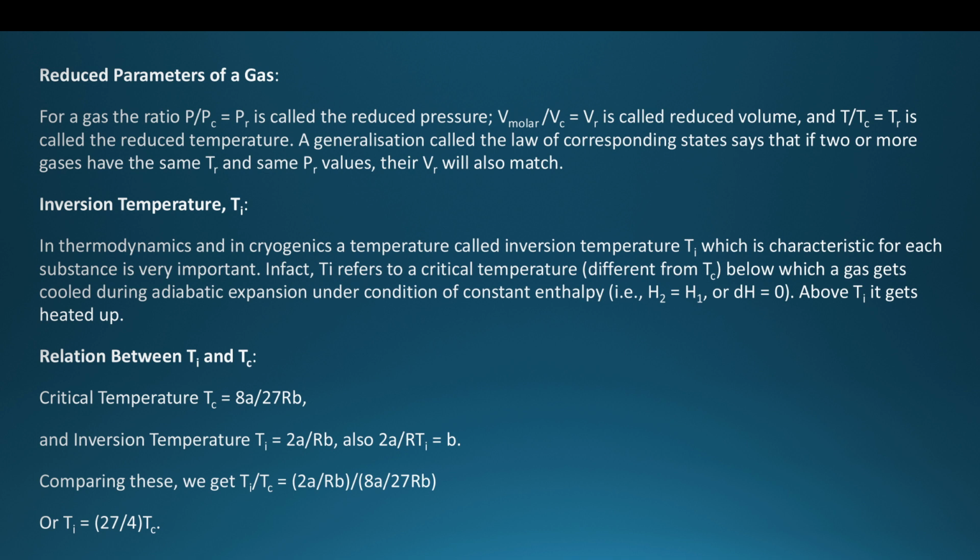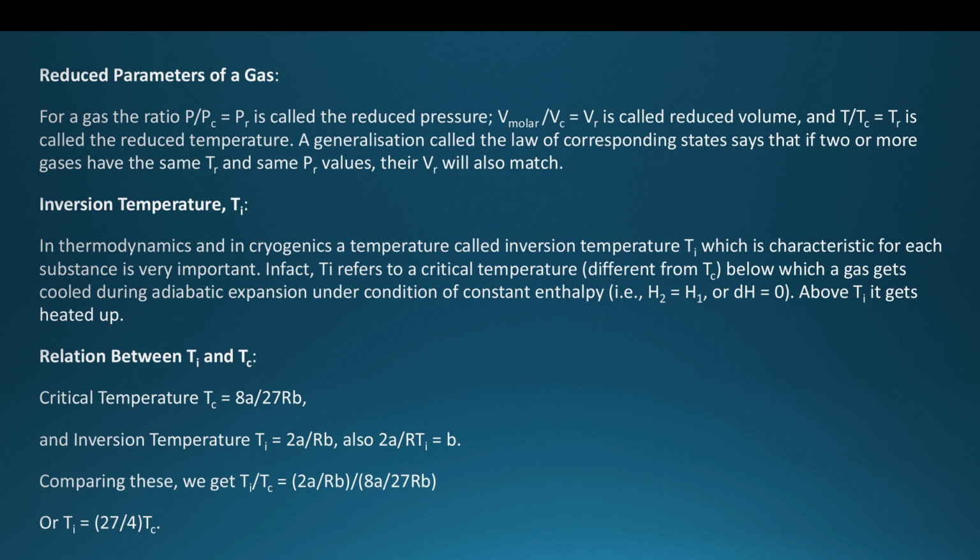Next, we discuss a very important parameter, inversion temperature. In thermodynamics and cryogenics, a temperature called inversion temperature, Ti, which is characteristic for each substance, is very important. In fact, Ti refers to a critical temperature different from Tc, below which a gas gets cooled during adiabatic expansion under conditions of constant enthalpy, means delta H equal to 0. Above Ti, it gets heated up.